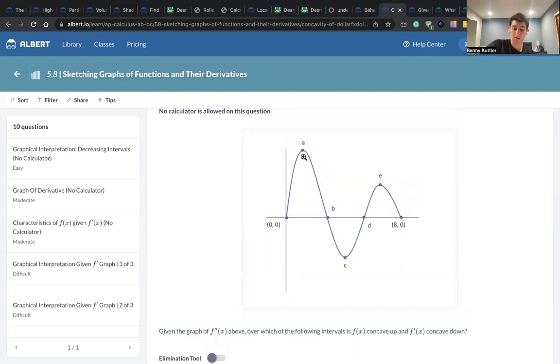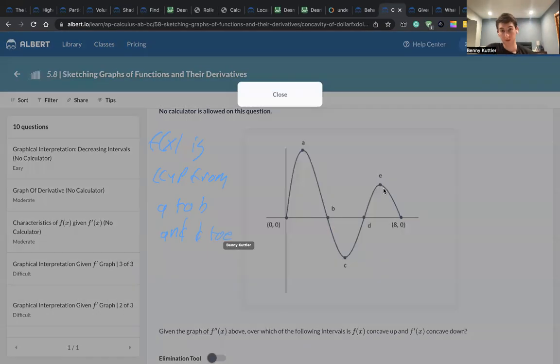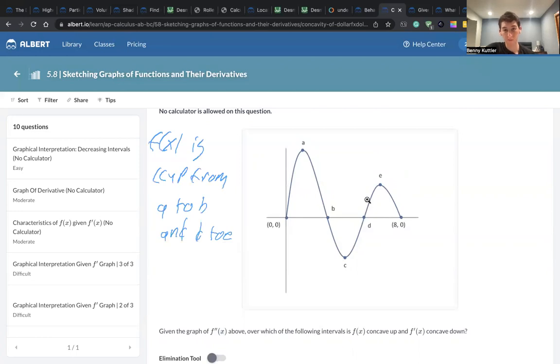That is when, I'll write this down. F of x is concave up from A to B, and it's also positive from D to E over here. So D to E, excuse my handwriting, because that's just when the graph is positive.